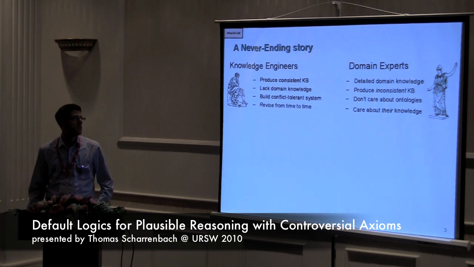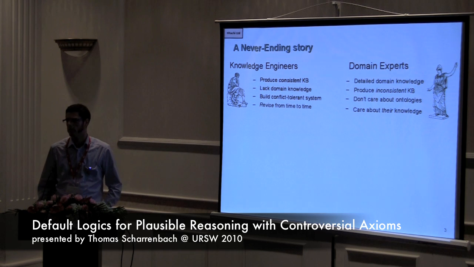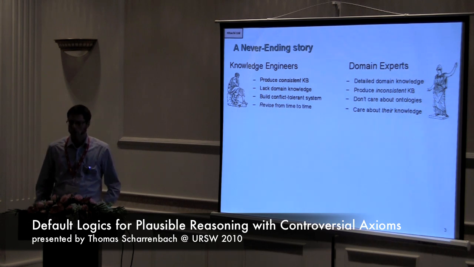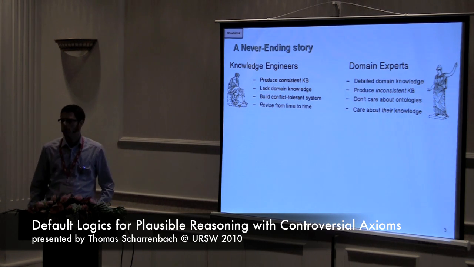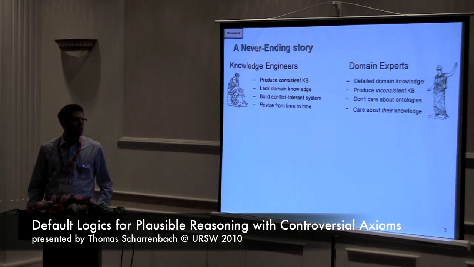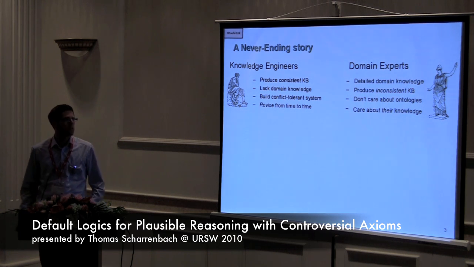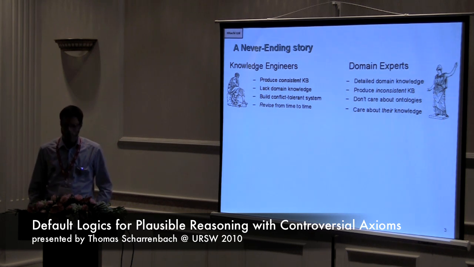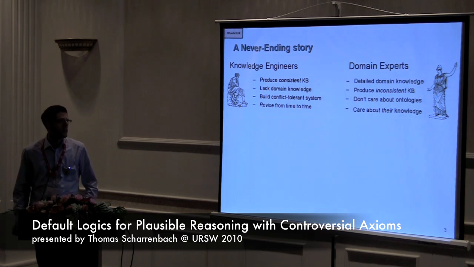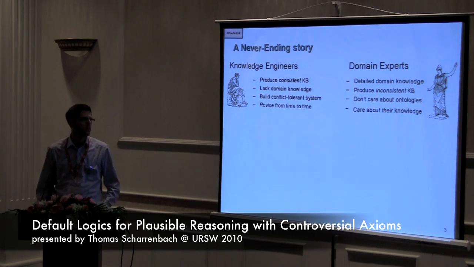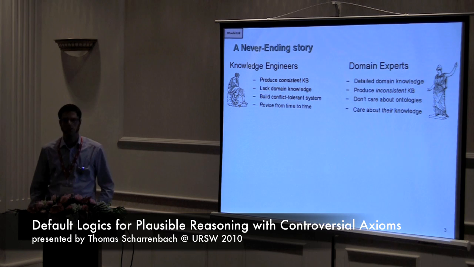The knowledge engineers produce a consistent knowledge base, which most of the colleagues that I have, who are geographers and biologists, do not. And even more, when I talk to my colleagues about ontologies, they look at me as if I were from Mars. Well, I'm not from Mars, but the problem with having domain experts put their knowledge in a formal way like ontologies is that you have to build a system that is as easy to use as putting on a hat. And they really don't care about things like ontologies, they care about their very knowledge that is put into the system. So it's our job to build a conflict tolerant system and revise this from time to time.